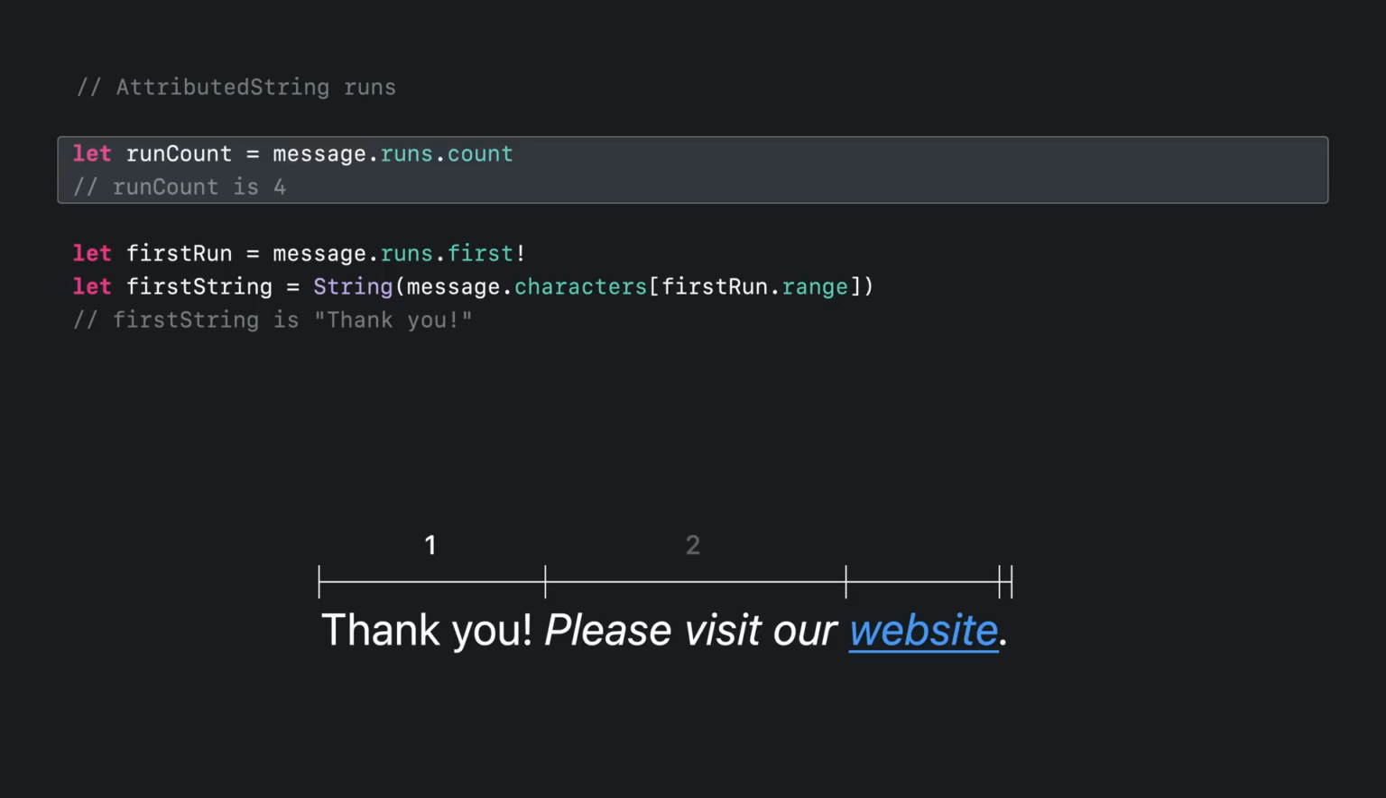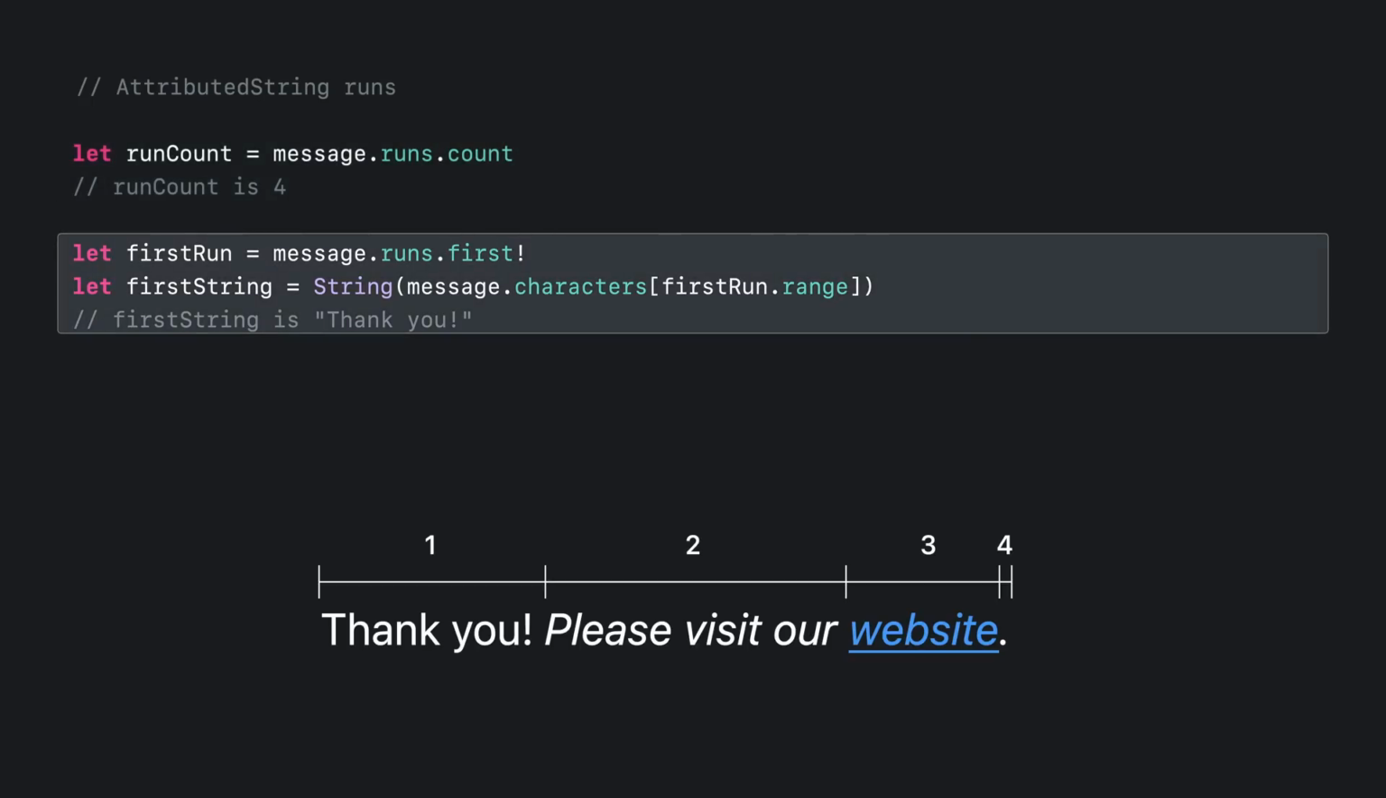Each run has a value, or nil, for each attribute. The ranges from characters and runs are interchangeable, so you can find the string for an attribute or vice versa. Here I use the range of the attribute in a subscript for the characters view, converting the result into a standalone string.